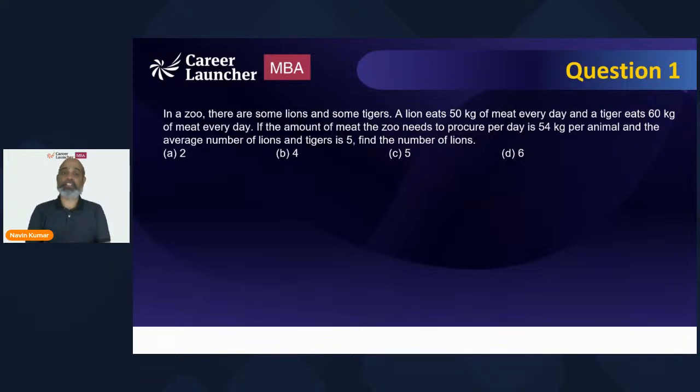In a zoo, there are some lions and some tigers. A lion eats 50 kg of meat every day, and a tiger eats 60 kg of meat every day. If the amount of meat the zoo needs to procure per day is 54 kg per animal, and the average number of lions and tigers is 5, then find the number of lions. So a classic example of allegation here.